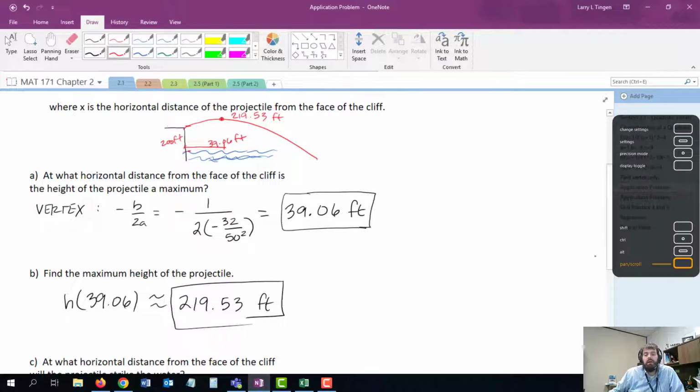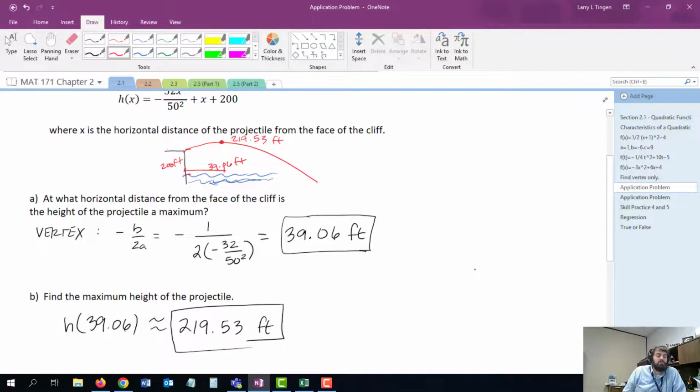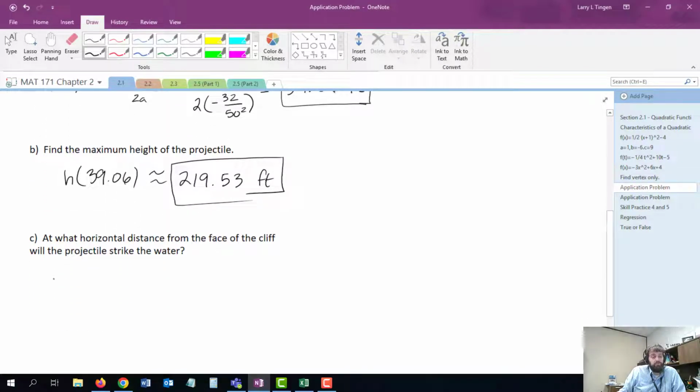All right. And then at what horizontal distance from the face of the cliff will the projectile strike water? All right. So in this one, we're striking water. In previous examples, we have talked about hitting the ground. Whenever that happens, I need to be able to translate hit the water into my height above the water. Well, where does that happen? Where do I strike water? Well, right there. And then what is the height of that? Well, this is the height 0.